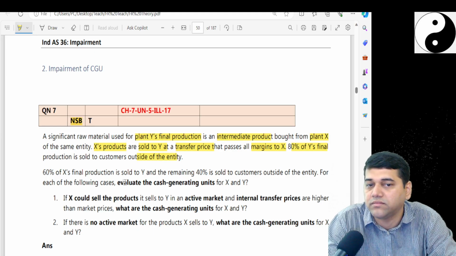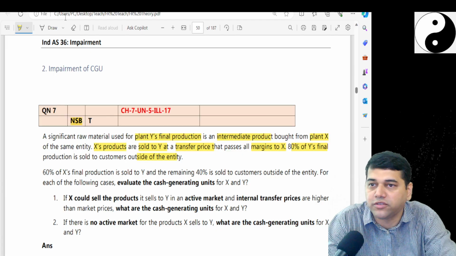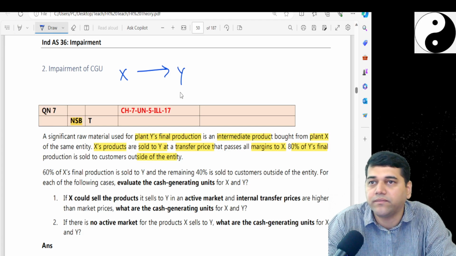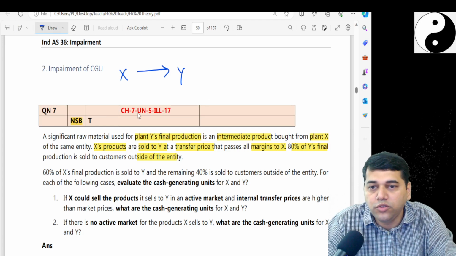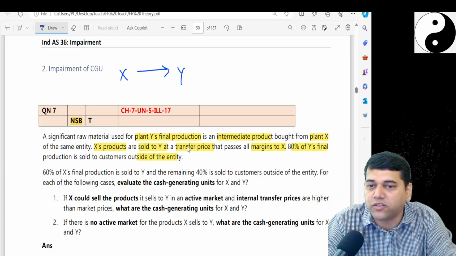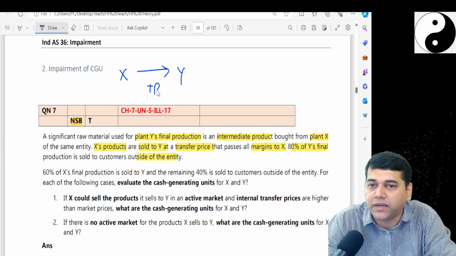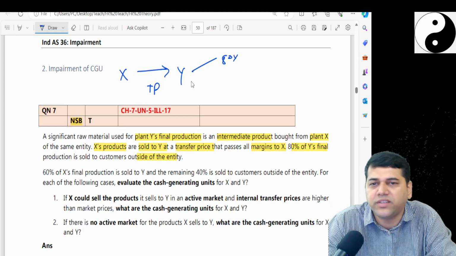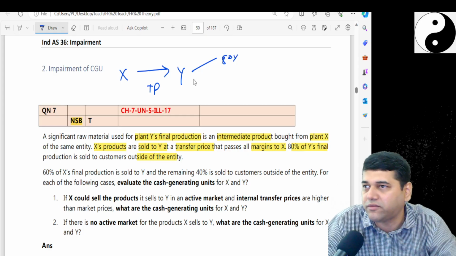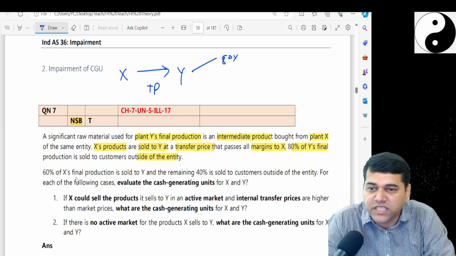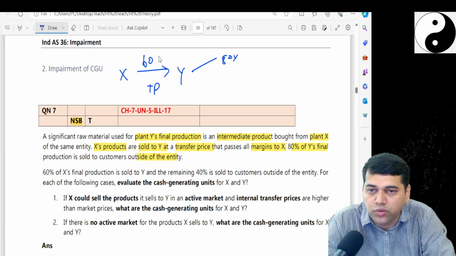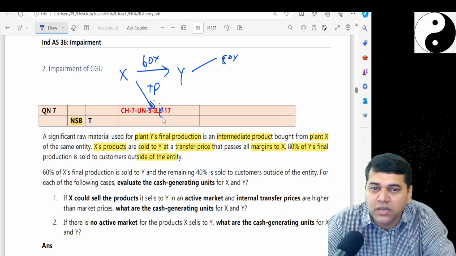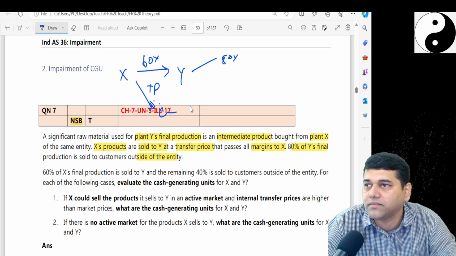Understood the circumstance here? You have got an X. This is your plant. This will give to Y. Now you transfer X products to Y at the transfer price, and 80% of Y's final production is sold to customers outside the entity. Maybe the other part of Y is sold inside somewhere, they must be using it. Now 60% of X's final production is sold to Y, and the remaining 40% X is independently selling to customers outside the entity. Understood now?